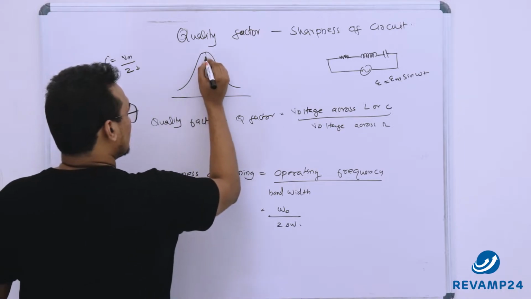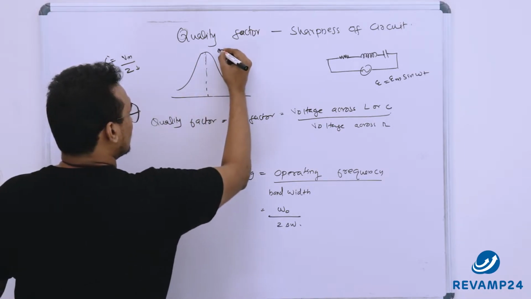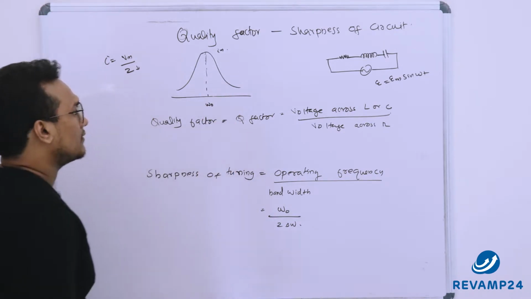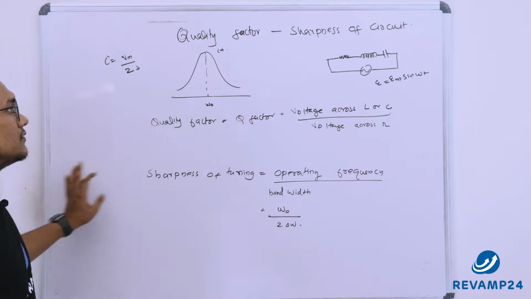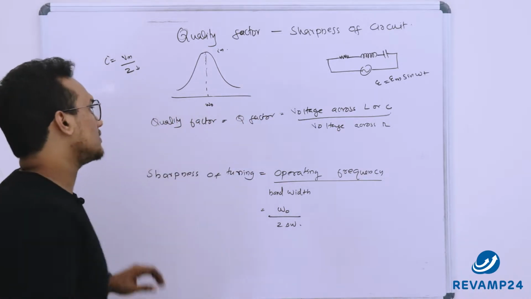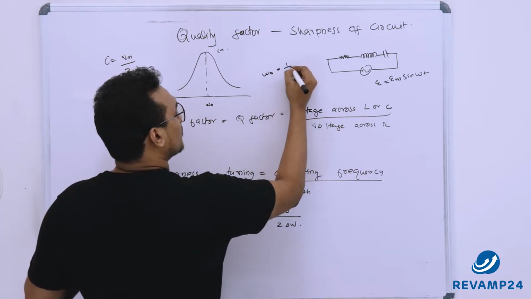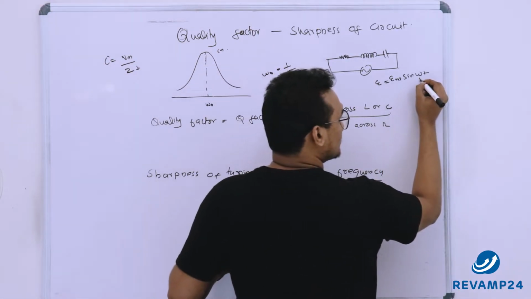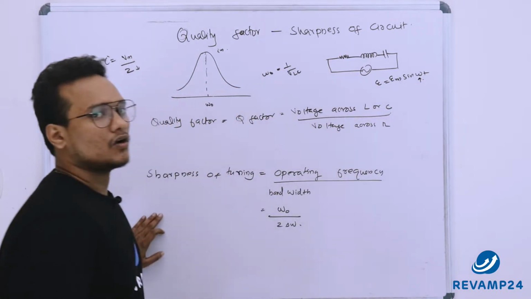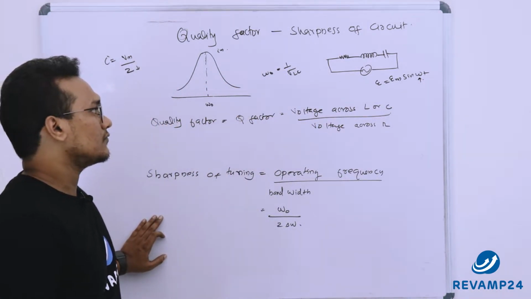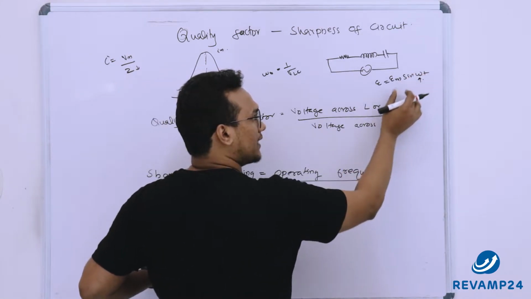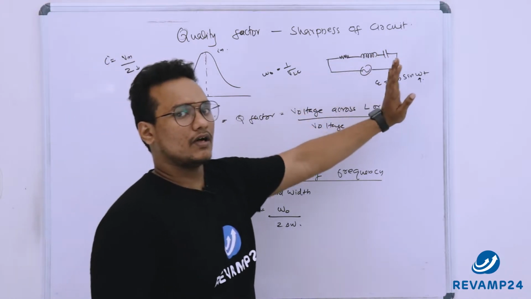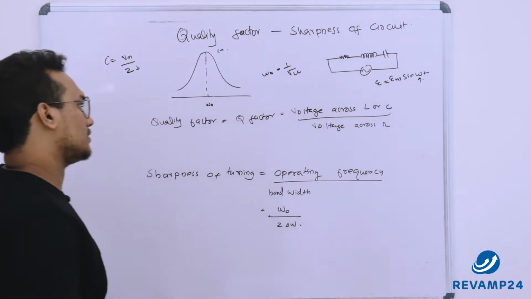Here this is the maximum value of current, Im, and that occurs at the natural frequency of the LCR circuit, which is omega 0 equal to 1 by root LC. When we set the value of omega as omega 0, we get the maximum value of current possible, or the minimum value of impedance possible.